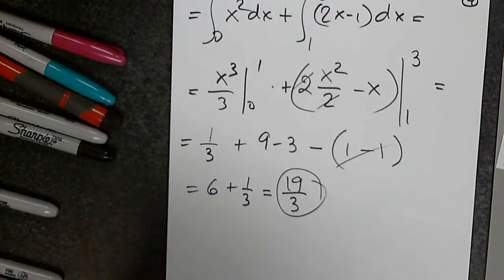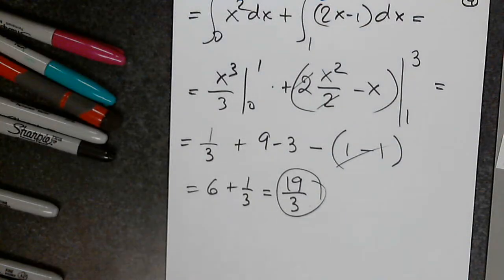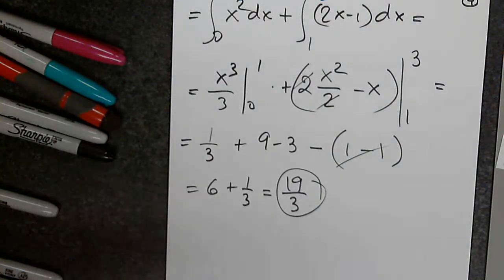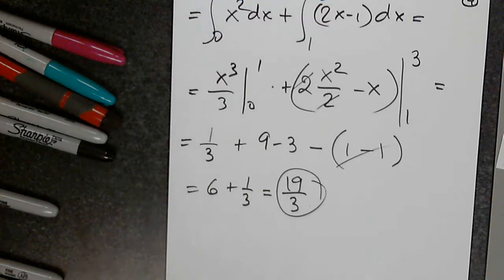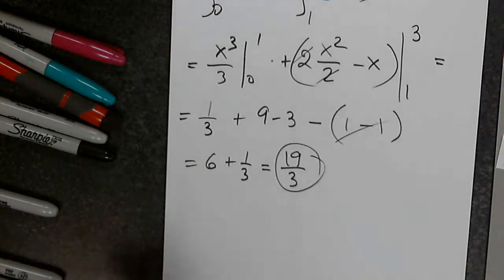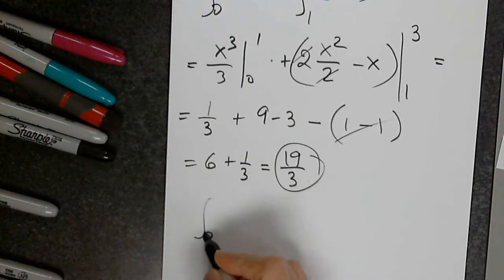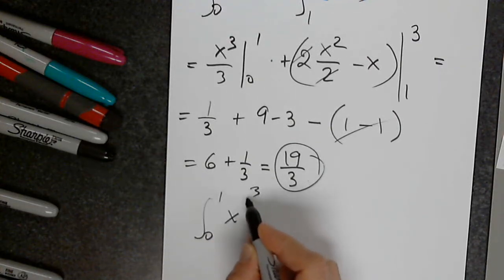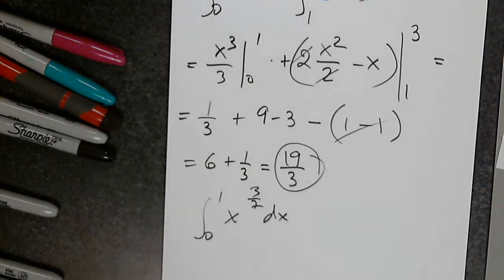Last one here. All this procedure is called Fundamental Theorem of Calculus Part 2. In some books, they'll call it Part 1. It doesn't matter. It's one of the two parts of the Fundamental Theorem of Calculus. Last one, the integral from 0 to 1 from x to 3 over 7 dx.